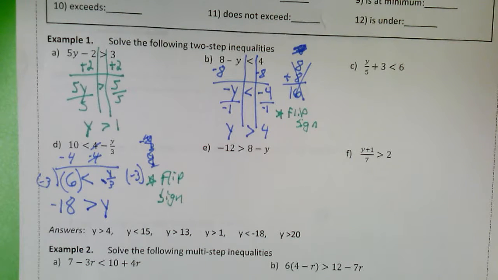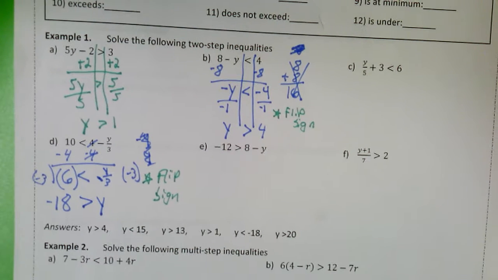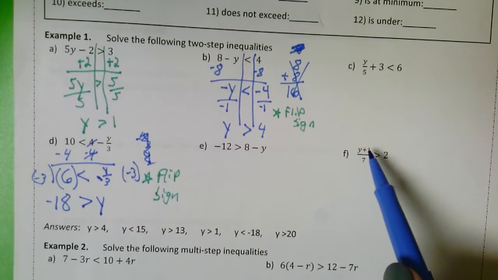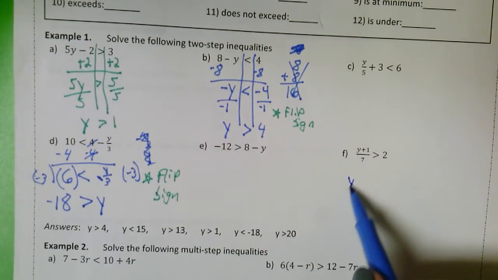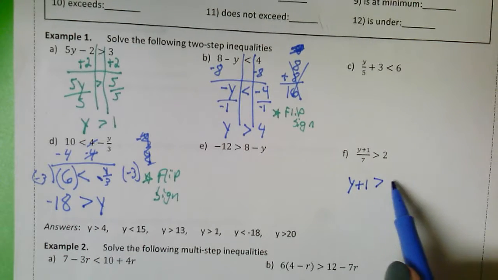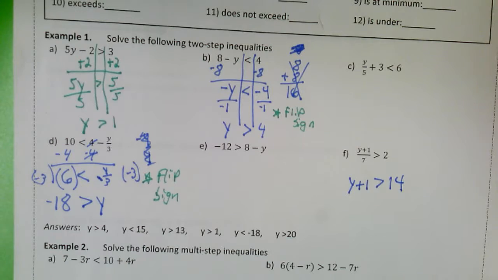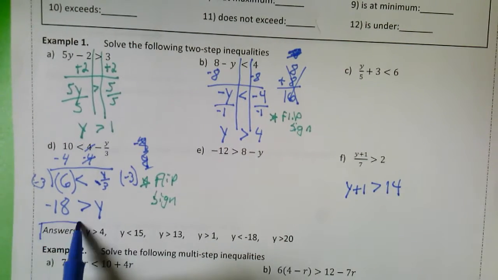Again, most of your setups are the same. F is a little different than D. Make sure that you try to get rid of the 7 first. Then you'll have just y plus 1 is greater than 14, and then you would subtract 1 as your final step. Please notice that down here you do get the answers.